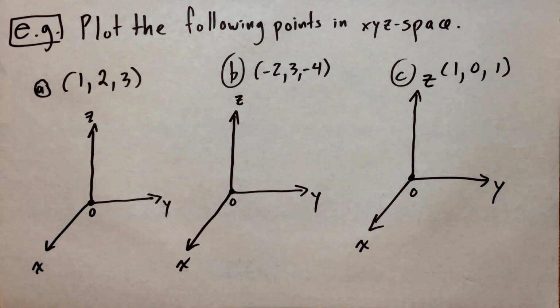Okay, so let's do a couple of examples of plotting some points in XYZ space. So let's start with this one: 1, 2, 3. Well, first it's probably worth, here is our XYZ space. Just to give us a notion of scale, it could be worth it for us to draw some hash marks. I'll label them this time, but in general, I'm not necessarily going to label things completely.